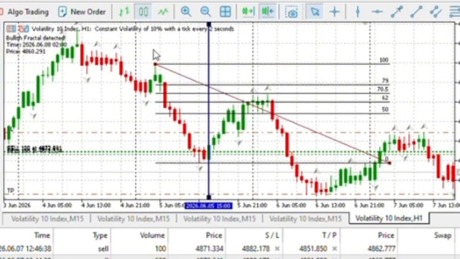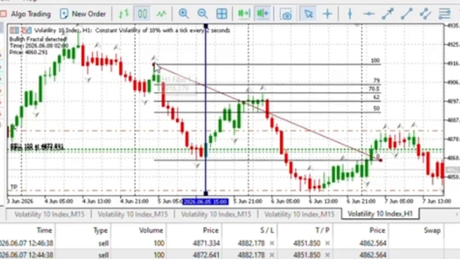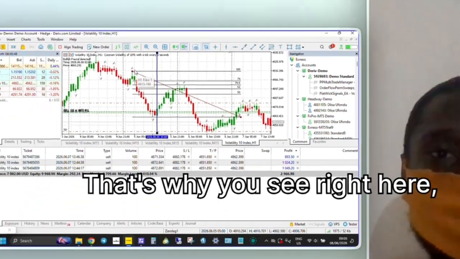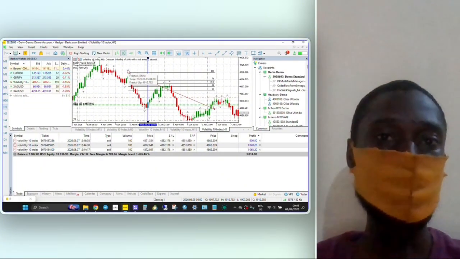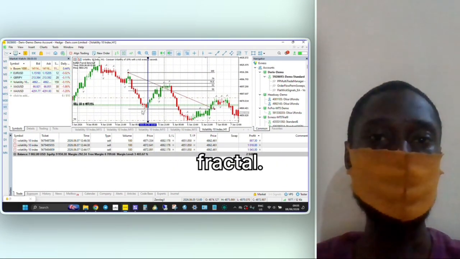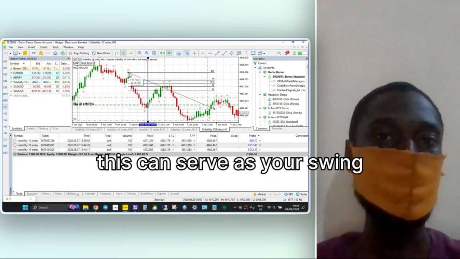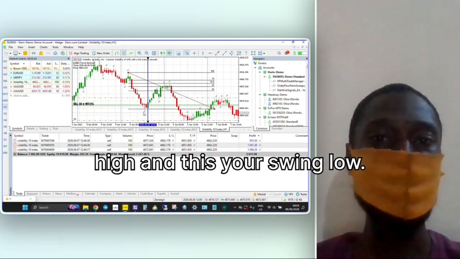The other method is using the fractals, the custom fractals, to do it. And this is the reason why I put this custom fractals. So what you do really is you use these fractals to determine the swing high and swing low. That's why you see right here, you have this bearish fractal followed by this bullish fractal. So this can serve as your swing high and this your swing low.